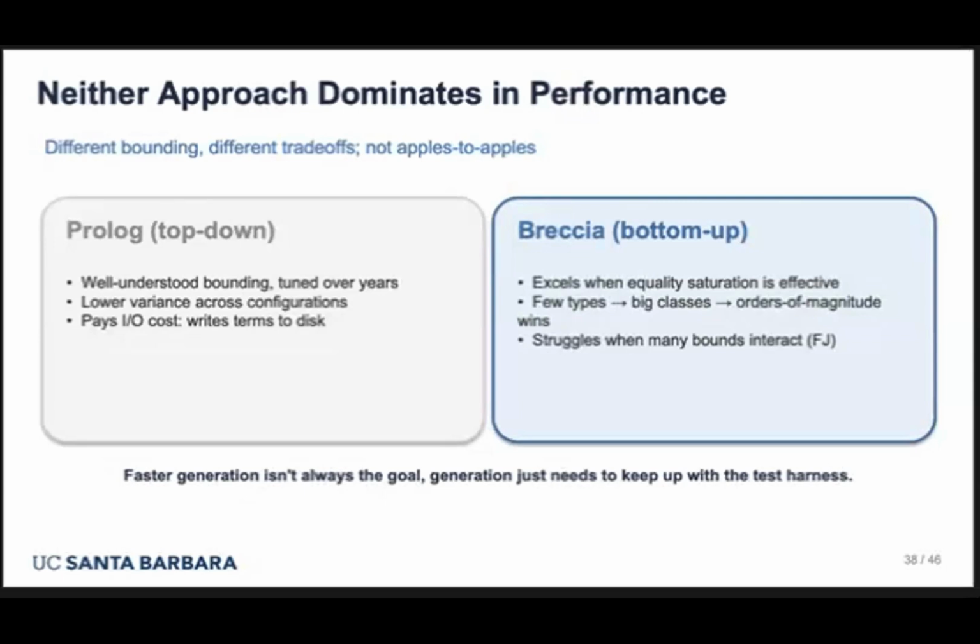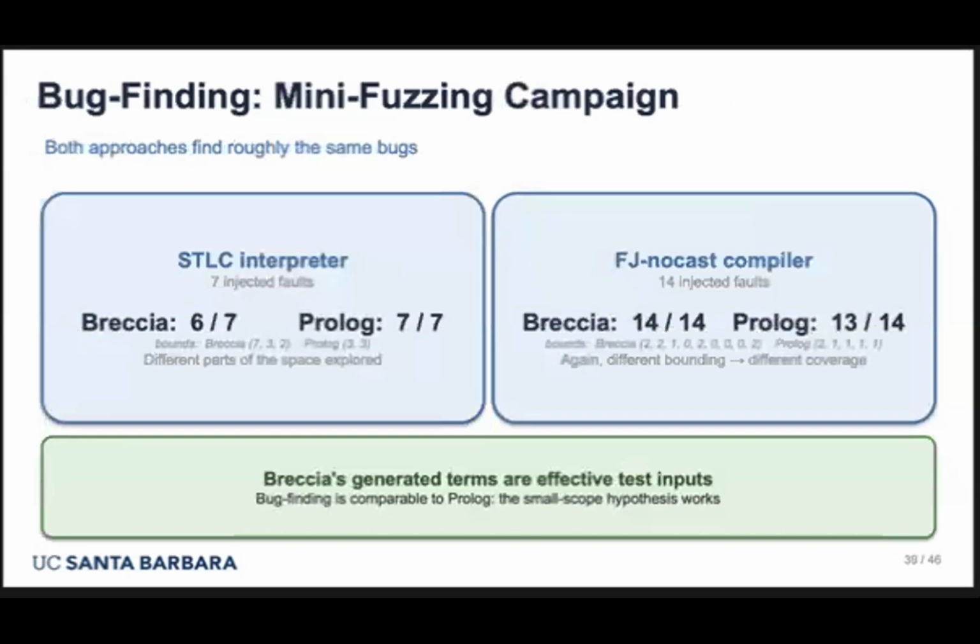It really excels when equality saturation is effective, but it really struggles when we see those bounds interact. So as for the results of our mini fuzzing campaign, we saw that both languages are pretty equivalent in bug finding capability, with each one of them finding all or almost all of the bugs in both the compiler and interpreter.